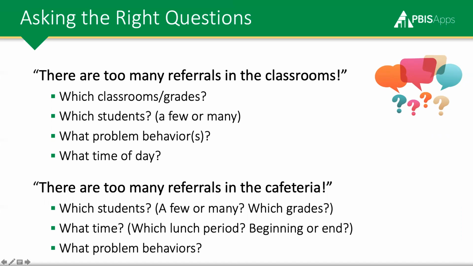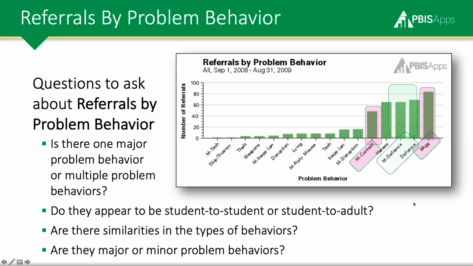We need to get specific, or too many in the cafeteria. So which grades? We have A, B, and C lunch. Is it all of them, or is it only A lunch? Is it at the beginning of A lunch or the end? Is it involving lots of kids or a small number of kids? And what's going on in A lunch at the beginning? Questions we all need to know.